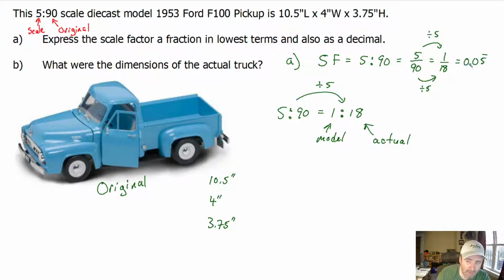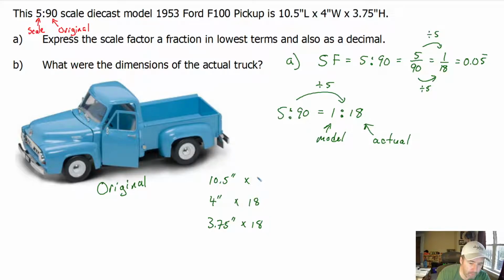This is the scale factor to go from the original truck down to the model. But if we're trying to go the other way, if this is a 1 to 18 scale, and our scale factor is 1/18th, then we just flip it. We take the inverse, or the reciprocal, and we're going to take the model and scale all of these lengths by 18.